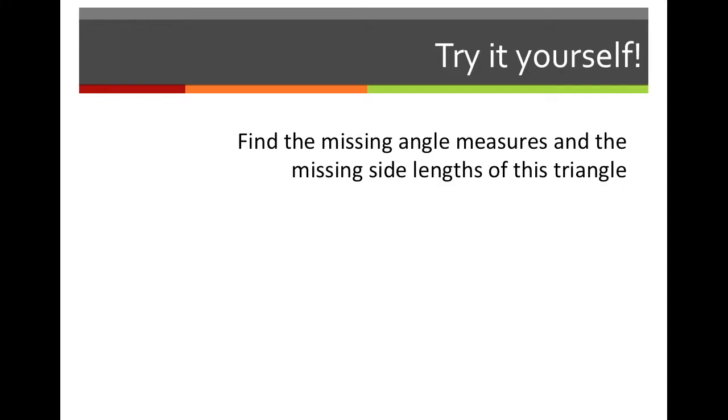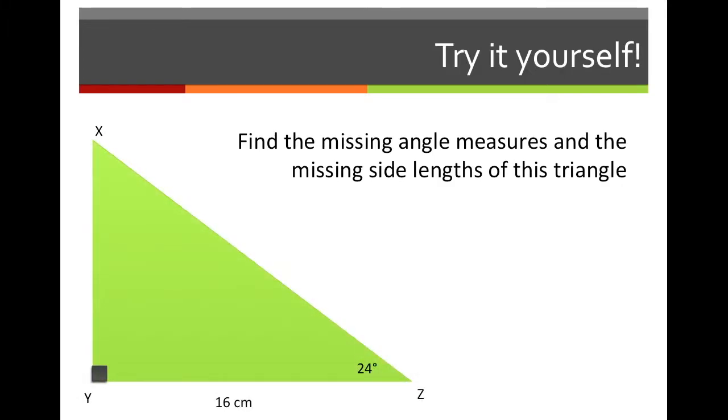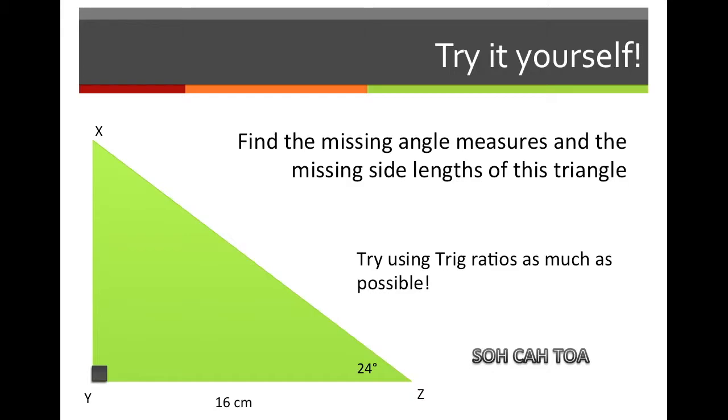Find the missing angle measures and the missing side lengths of this triangle. Try using trig ratios as much as possible. Remember to focus on an angle and label your sides according to it.